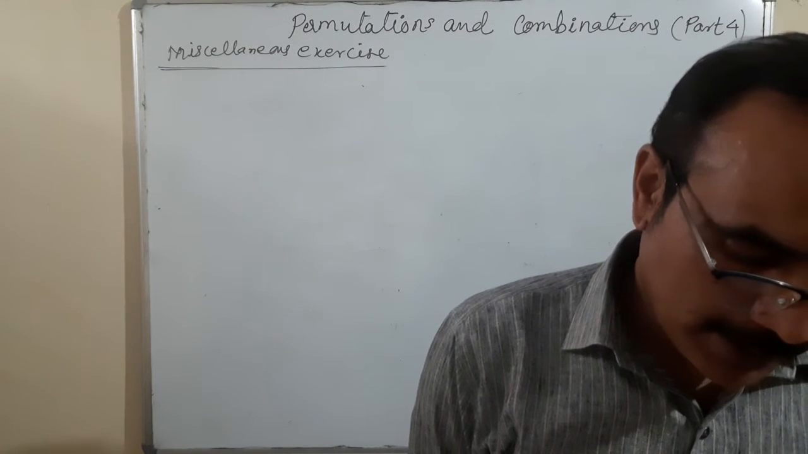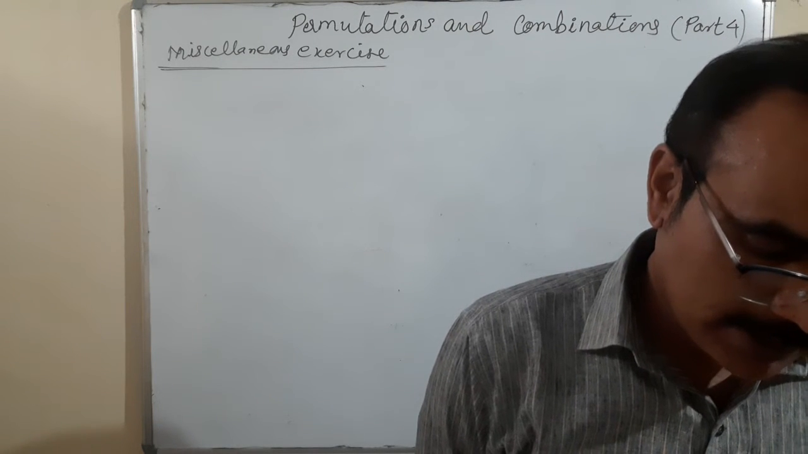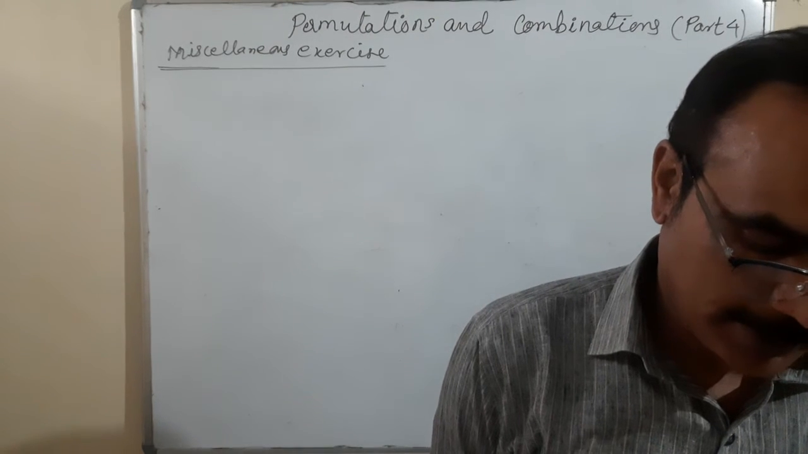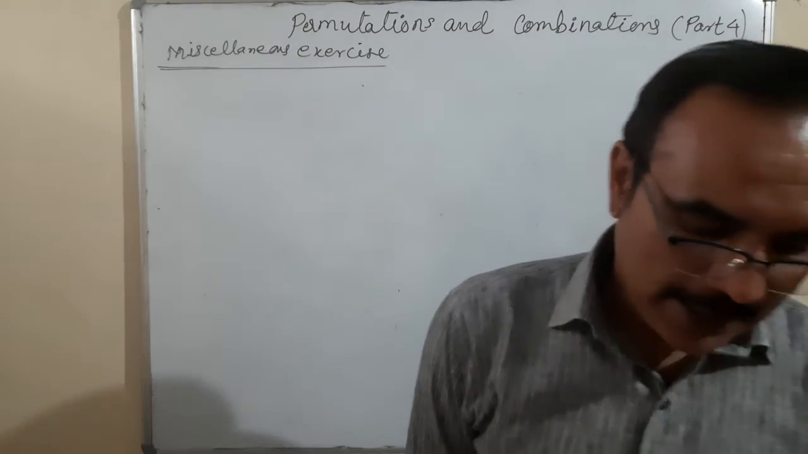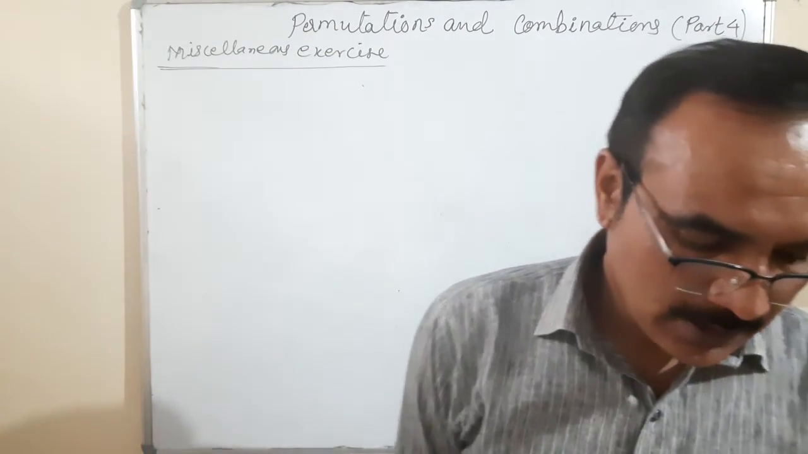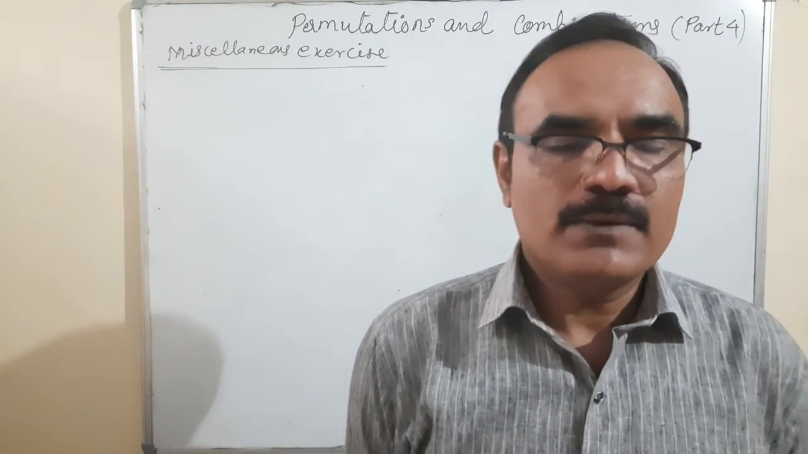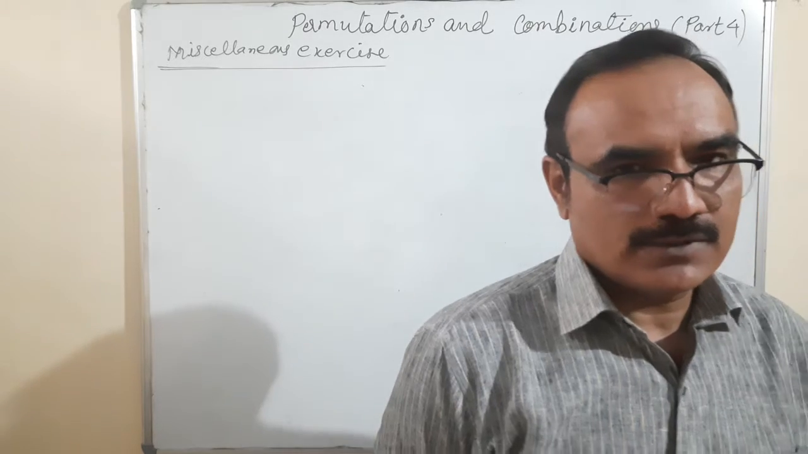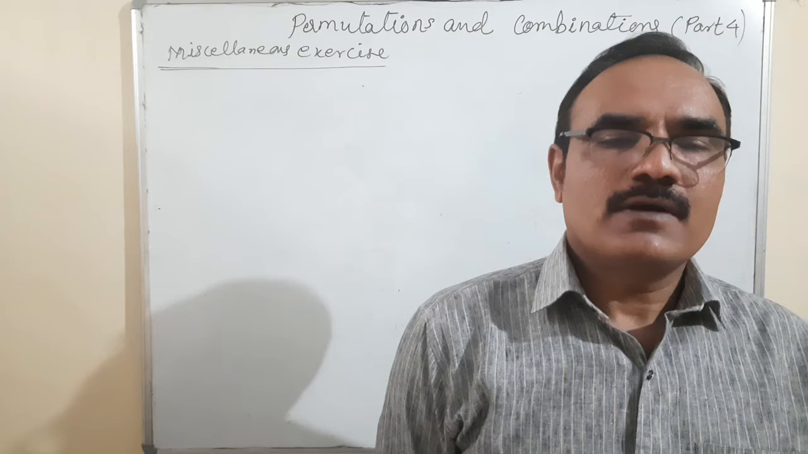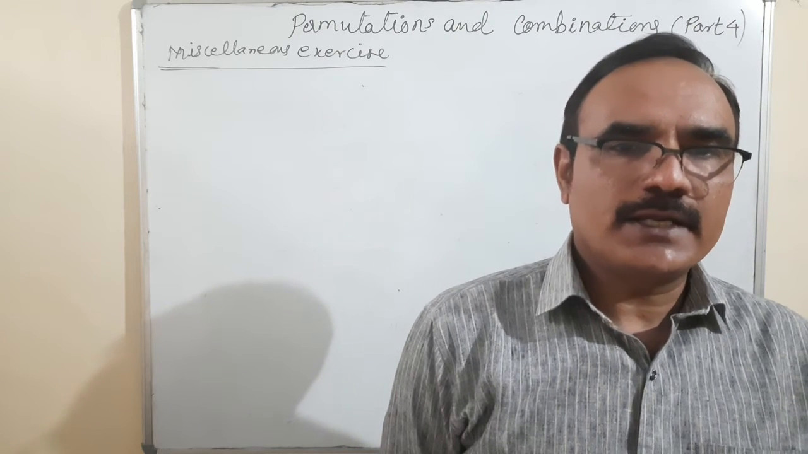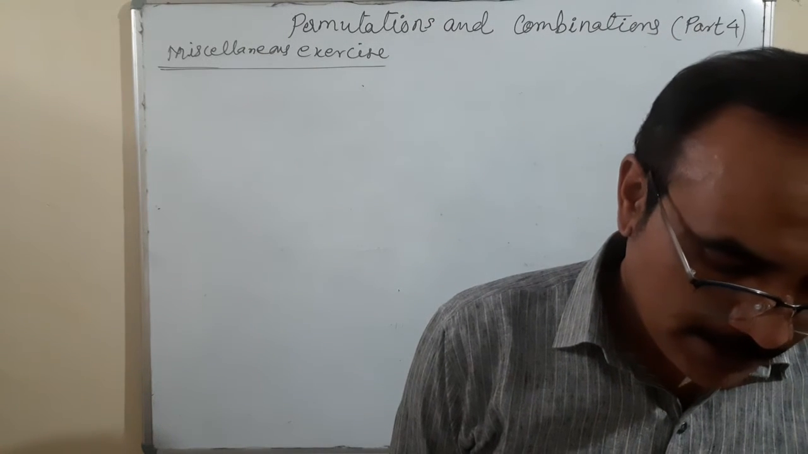Question number 8. Determine the number of 5 card combinations out of a deck of 52 cards. Each selection of 5 cards has exactly 1 king. I hope you will solve this question. Number of 5 card combinations out of 52 cards, each selection of 5 cards has exactly 1 king. So 4C1 multiplied by 48C4. Simple. The king is selected by 4C1, multiplied by the remaining cards, 48C4, 4 plus 1 is 5. Okay, so that is done by you.